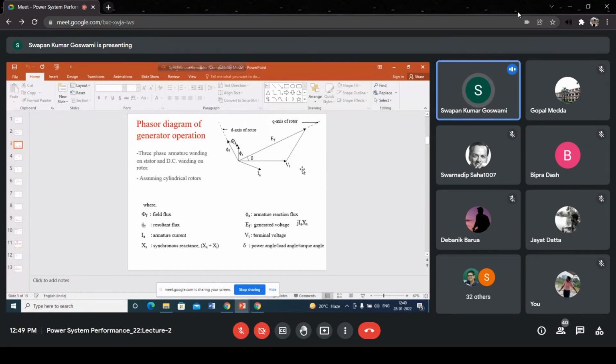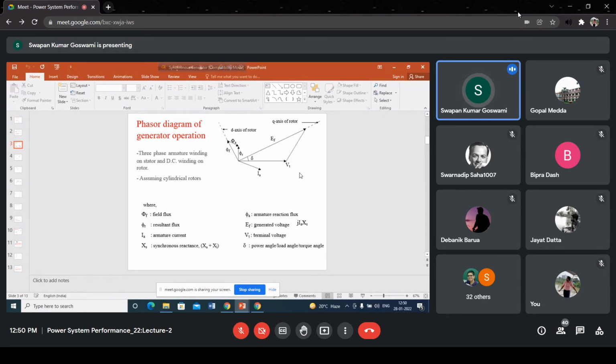XS is the synchronous reactance. Synchronous reactance means reactance of the synchronous generator or synchronous machine when the machine operates at synchronous speed. At steady state, machine will operate at synchronous speed. That's why the reactance that it will offer to the flow of current will be referred to as the synchronous reactance. Why is this actually appearing?